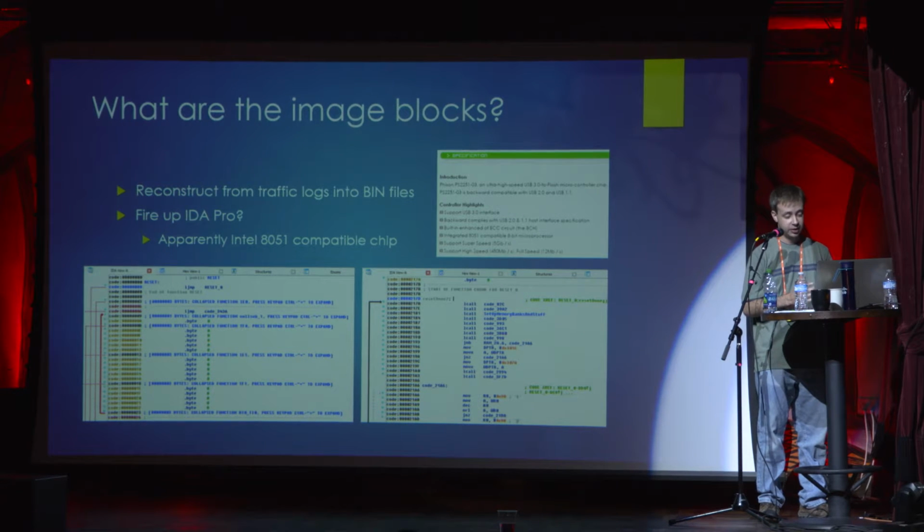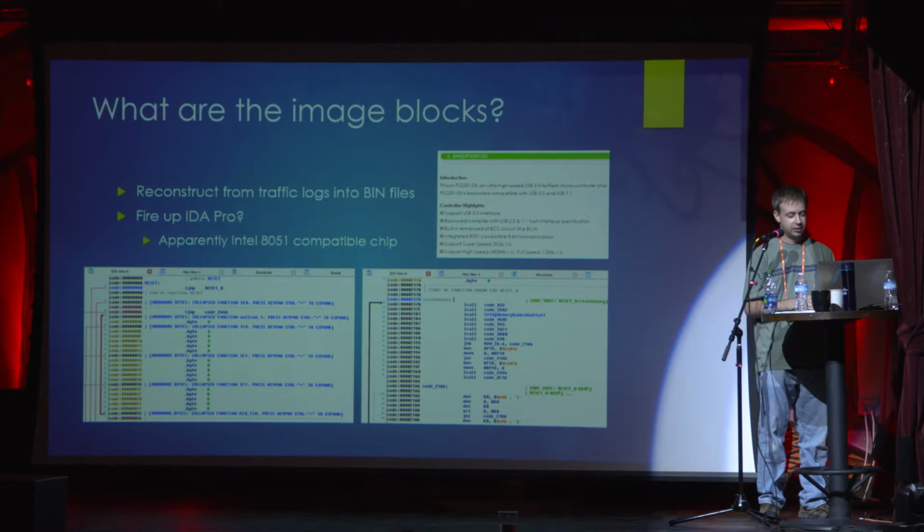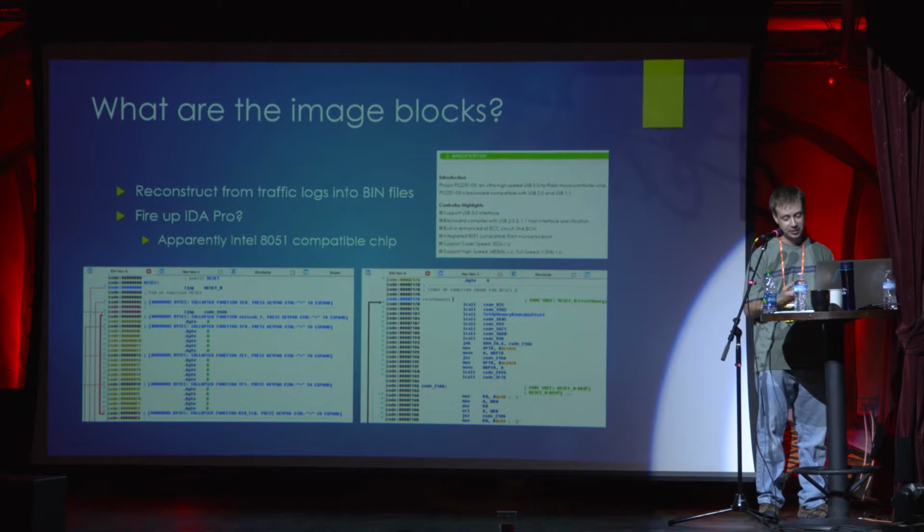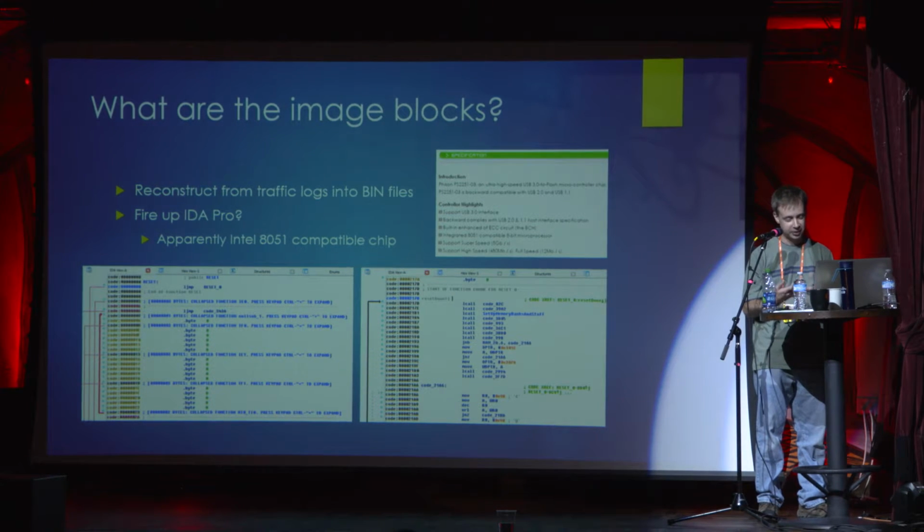So what are these unknown chunks of data, these images that get transferred during the firmware upgrade? Well, obviously, at least one of them, part of it has to be the firmware data. So let's just reconstruct it from the traffic logs, which I did by hand, load it up in IDA Pro, and just find out. There's no way to know if that would work if it's compressed, encrypted, or obfuscated in some way, but it's worth a shot.